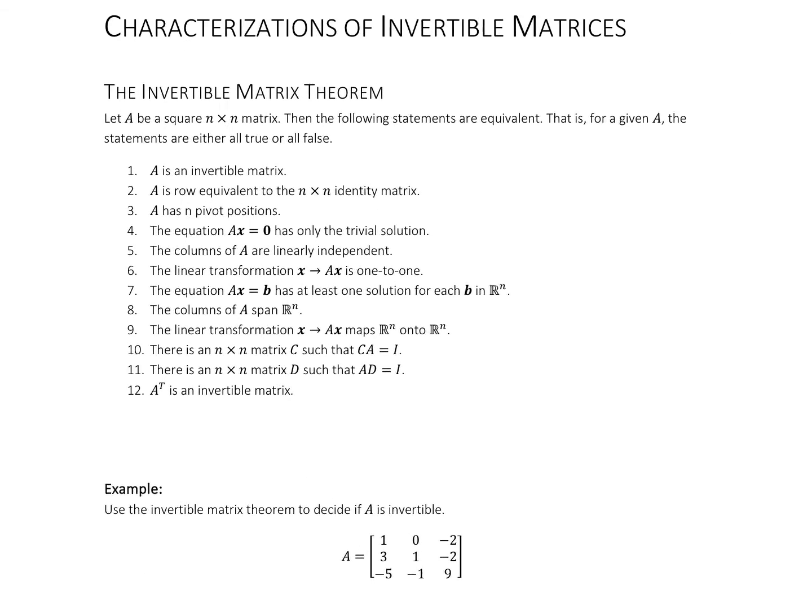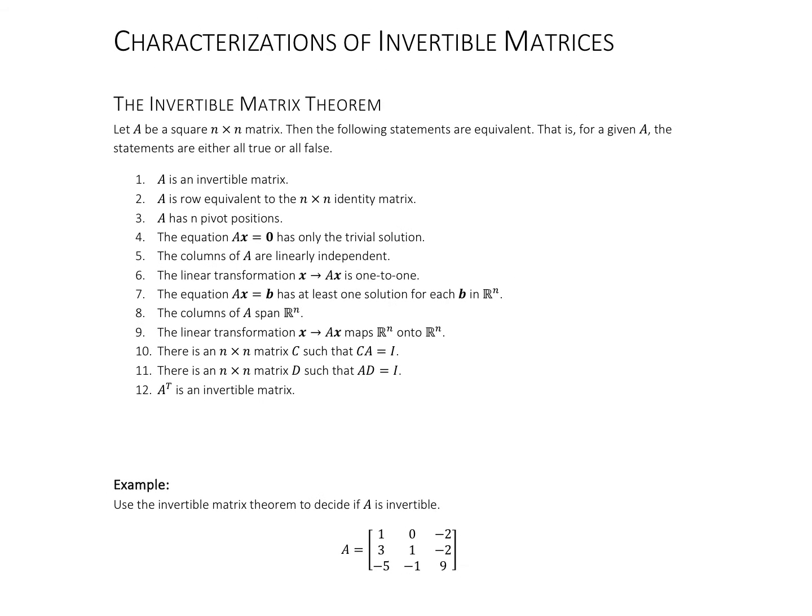Characterizations of invertible matrices. In other words, a theorem, and using that theorem to decide if a matrix is invertible. So a lot of our theorems in linear algebra are saying the same thing in multiple ways, and that's exactly what this theorem says. If you can show one of these is true, then they're all true. If one of them is false, then they're all false. So we can use this to decide whether or not something is an invertible matrix. If A is an invertible matrix, then all of these other things are true. Or if one of these things is true, then we can say that it's an invertible matrix.